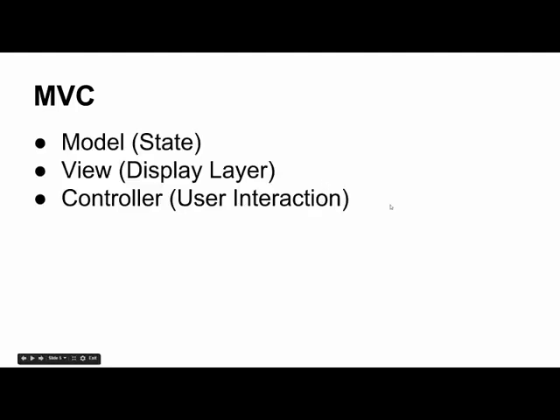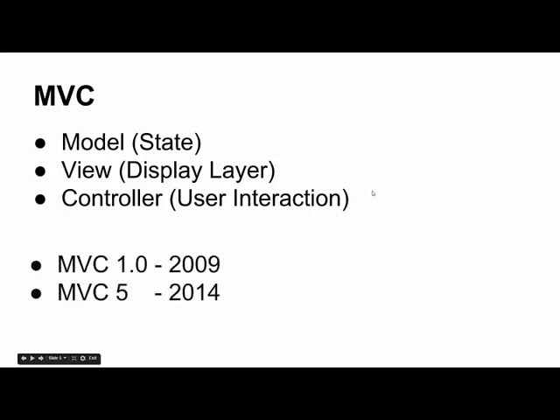So MVC stands for Model View Controller. Model contains the state of the application, all the data. View contains all the display layer, whatever the user is supposed to see, and controller is the one that handles all the user interaction. So just to give you a little bit of history as well, MVC 1 came out in 2009 and MVC 5 came out in 2014, which we are currently working on.